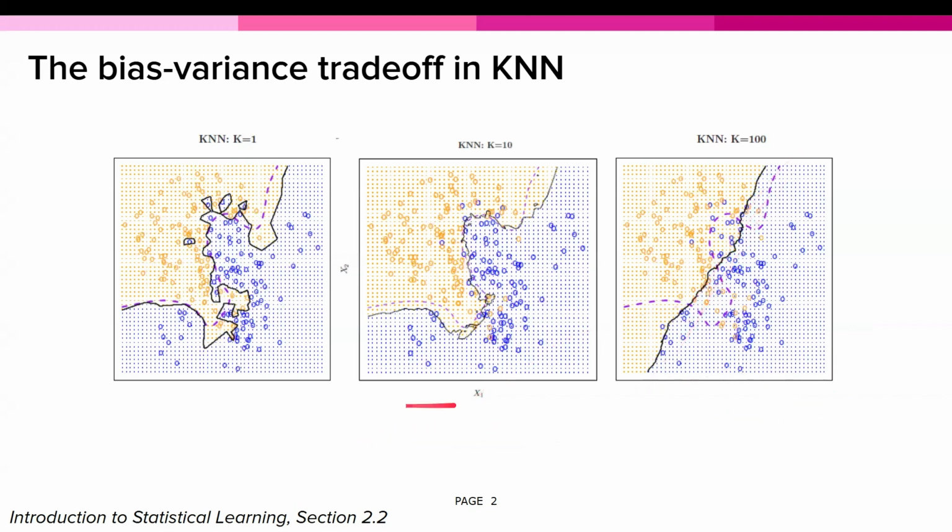And in practice, we want to set k to be some modest value to be able to capture the essential features of the data set without being too sensitive to any one data point, without its decision boundary depending too much on one data point.